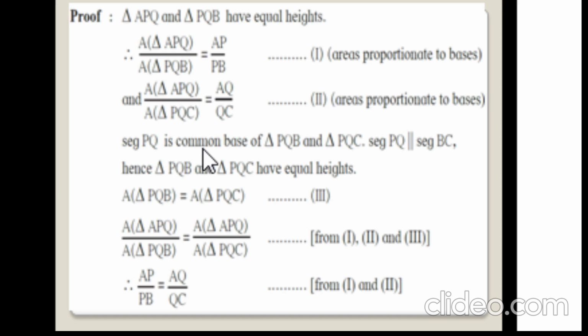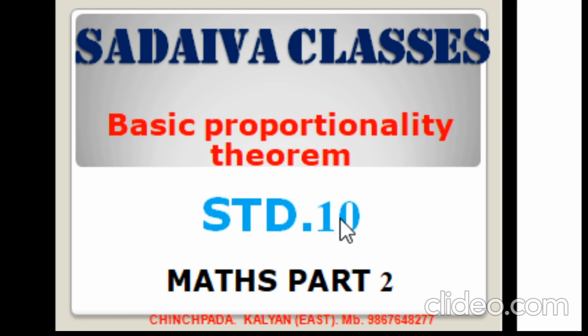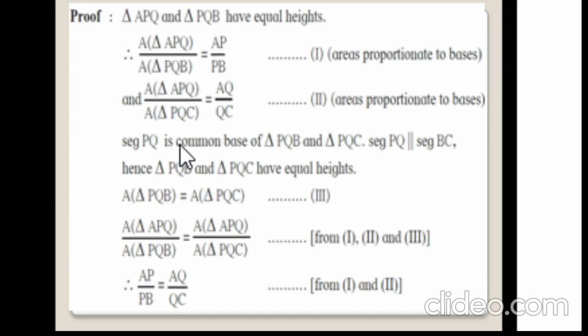Now segment PQ is the common base of PQB and PQC, and segment PQ is parallel to BC. Therefore PQB and PQC have equal heights. Now consider these two lines, line L and BC. These are parallel lines and they have the same base, that is PQ. So triangles PQB and PQC have equal heights, therefore their areas are equal. This is number 3.